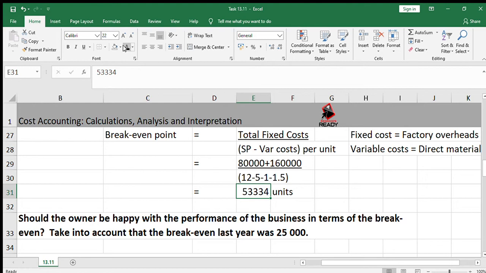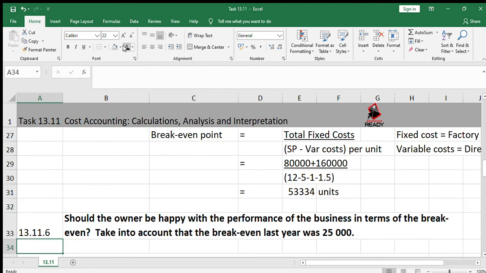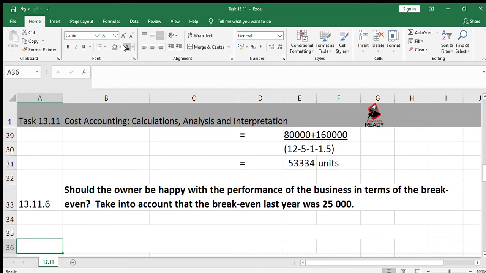Please remember that we always round up. So even if it was 53,333.333, we still round it up to 53,334 units.